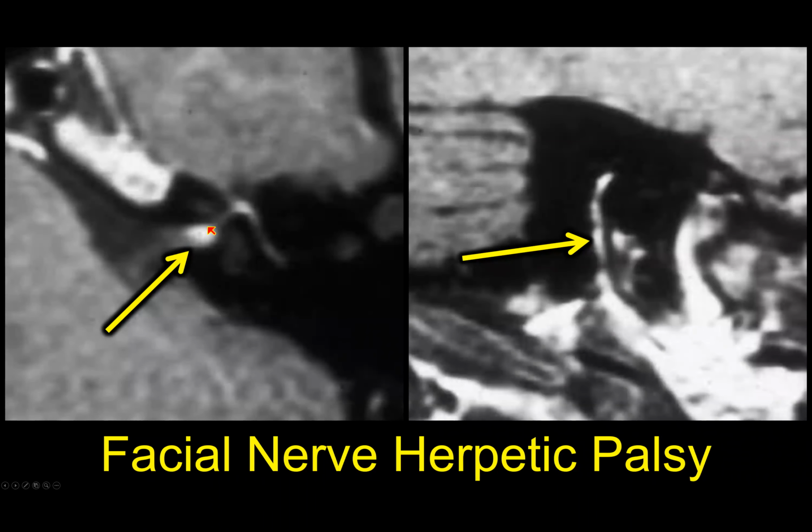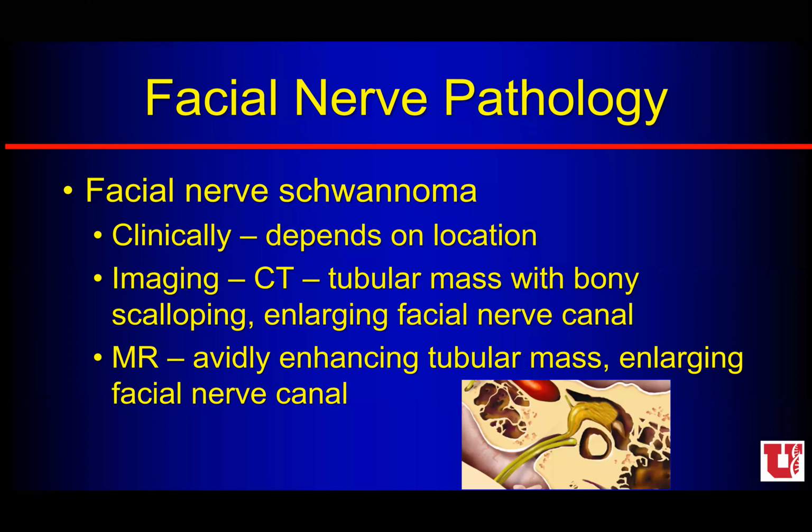Here's another case. Here's an axial post-contrasted MR. We see avid enhancement all the way along that course and avid enhancement along the descending or mastoid segment consistent with a herpetic or Bell's palsy. Now, we can get schwannomas anywhere we have nerves, but specifically along the facial nerve, not only clinically, but also on imaging, that's going to depend on the location involved with the nerve itself. So depending on which segment is involved, we may see very different appearances on our CT and our MRI studies.